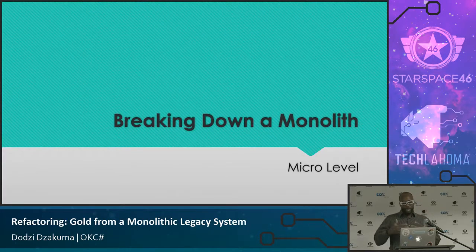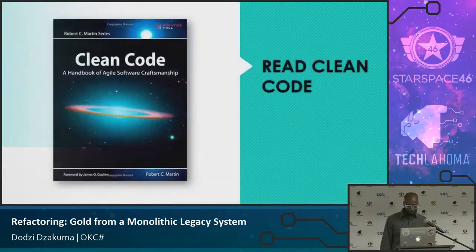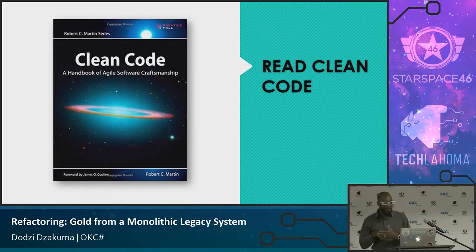So, if we're going to break down a monolith, we need to have a strategy to get it done. We're going to look at the micro level first. It's pretty much this: read Clean Code, and then you're done with all the micro level. How many people have read Clean Code? More people need to read Clean Code. It is a great book, amazing.